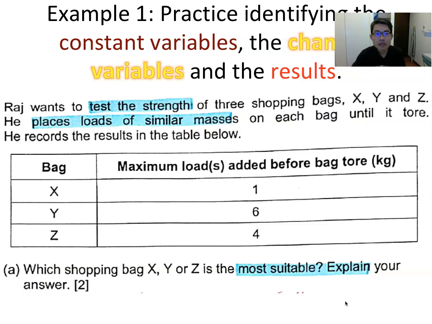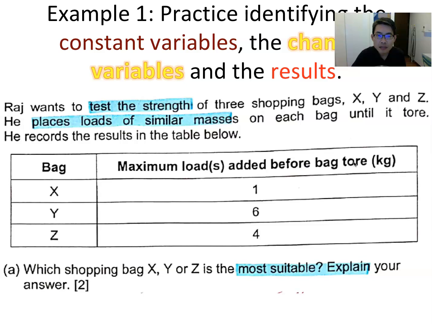Alright. Now, Raj wants to test the strength of 3 shopping bags, X, Y, and Z. He places loads of similar masses on each bag until it tore. He records the result in the table below. So, bags here, maximum loads added before the bag tore. Now, for those who are familiar with this key term, this idea tells you they're testing the strength of the material. But let's focus on the practice here.